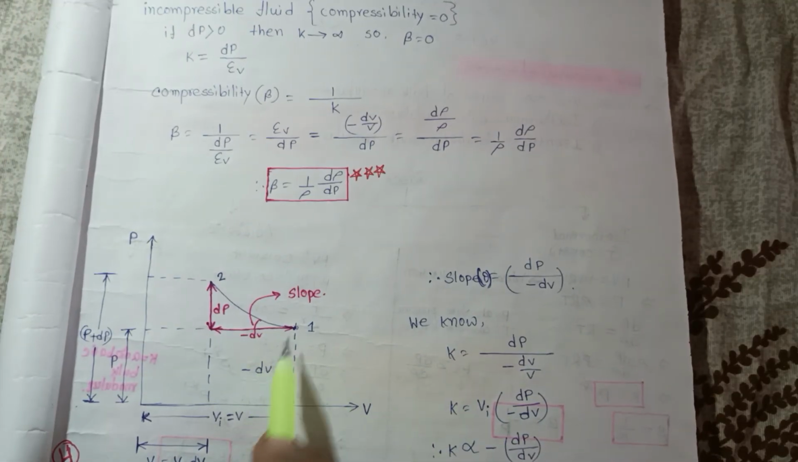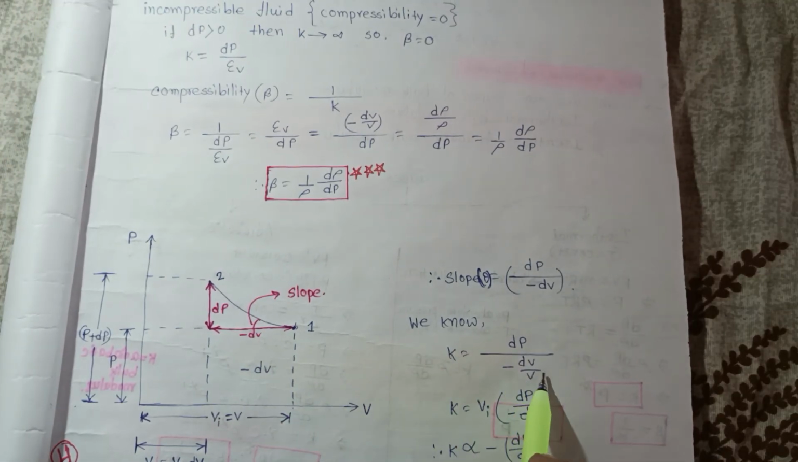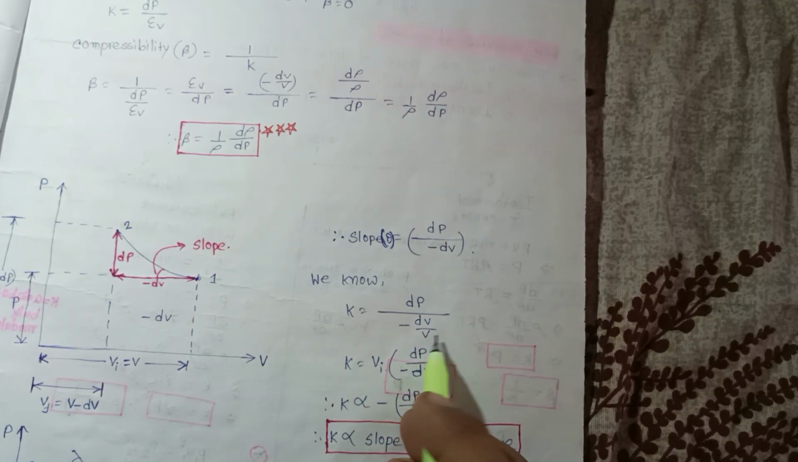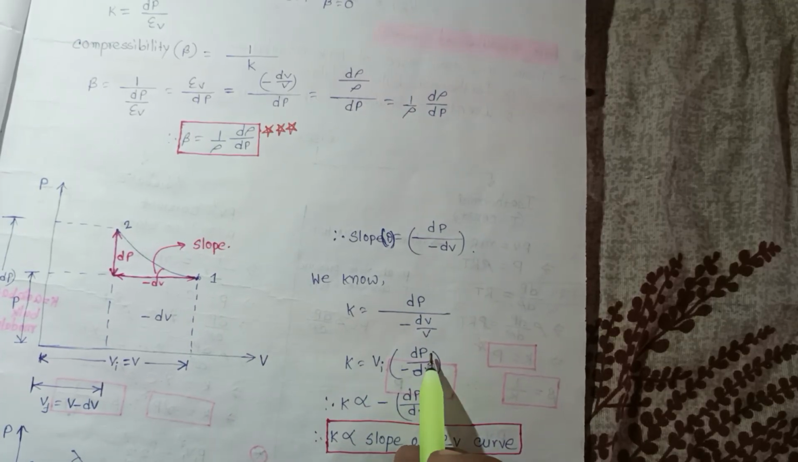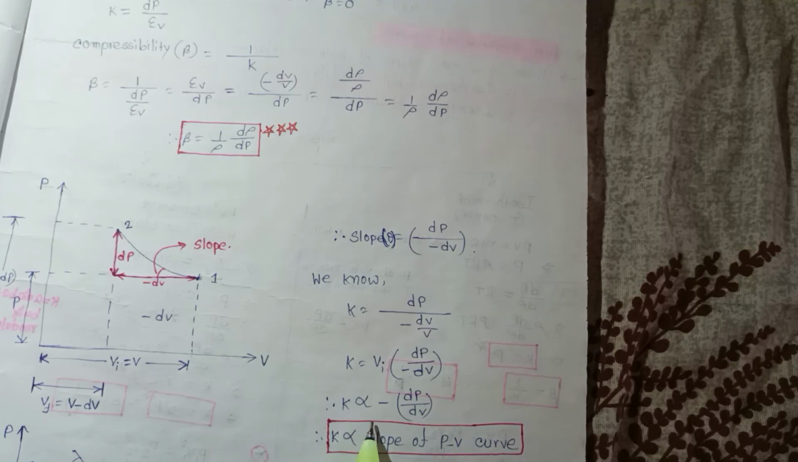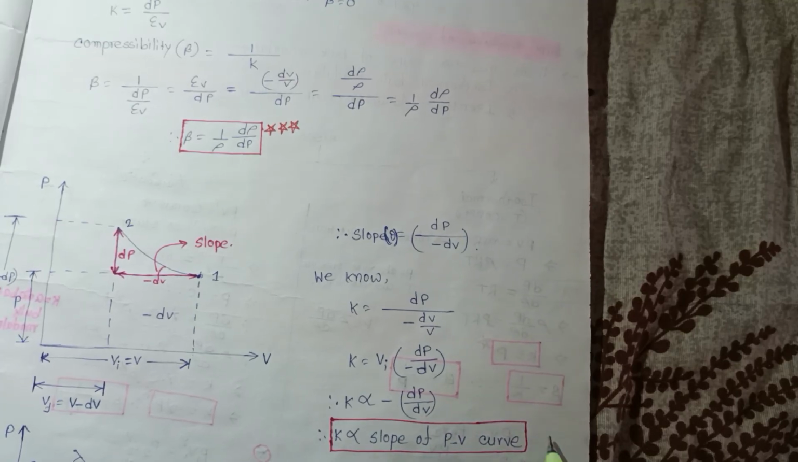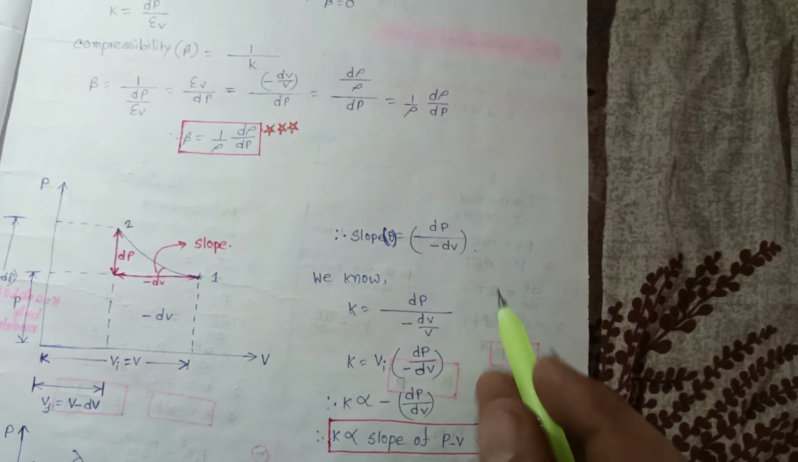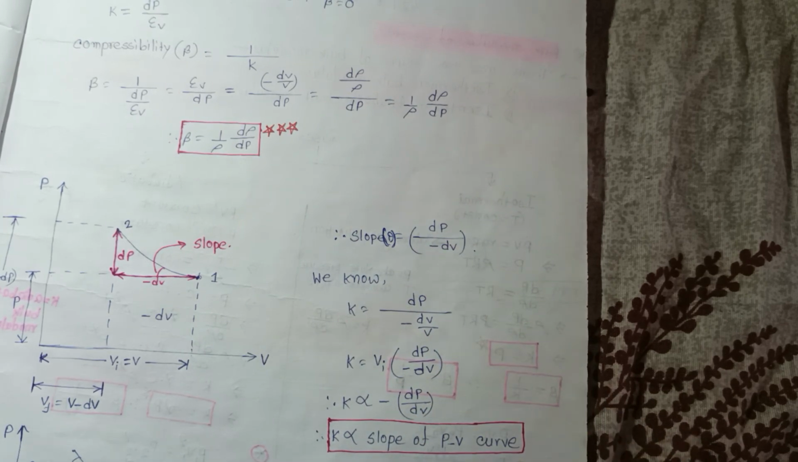We know that K equals dP by minus dV by V. So K equals V initial, this V is the initial volume, into dP by minus dV. So K is proportional to minus dP by dV. So K is proportional to the slope of the PV diagram. So this is very, very important. The slope, dP by dV, is the slope of the PV diagram, okay.